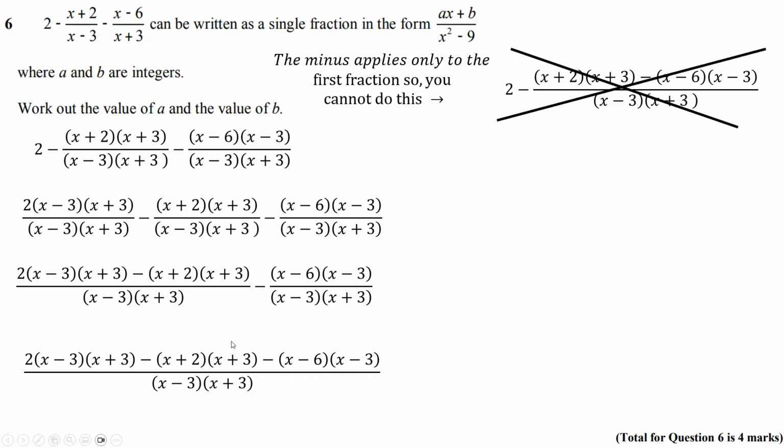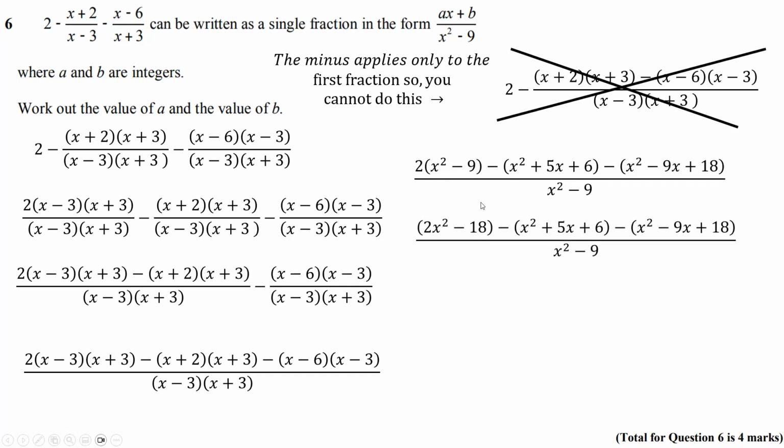So now this, we can just expand it. So you'll have x squared minus 9. You'll have x squared plus 5x plus 6, and x squared minus 9x plus 18. And then expand the 2 here to get 2x squared minus 18. And now just be careful, because you have a minus sign here. Remember, keep the brackets, you need the brackets. You can think of this minus sign as minus 1, so you want to times everything inside the bracket by minus 1. Same here, everything inside the bracket multiply it by minus 1.